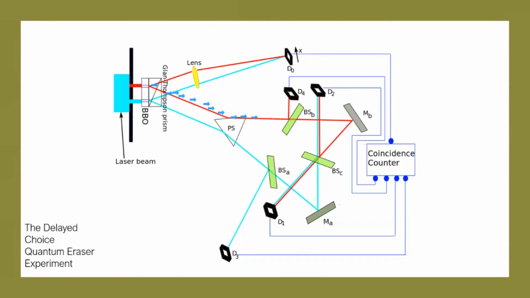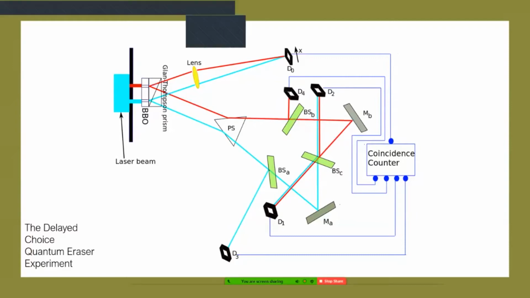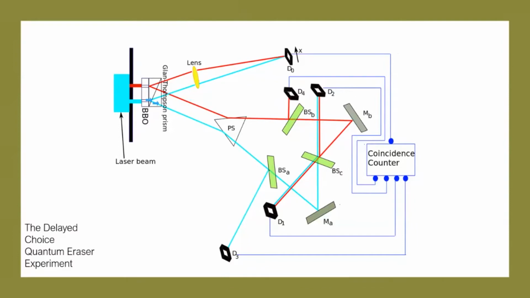But let's say it went through the beam splitter, hits the mirror, and then goes through beam splitter C and hits D1. It could easily have done that, but that way it could also have come through here, gone through, reflected, and come back. So at D1, it could have come from either. So we have an interference pattern.